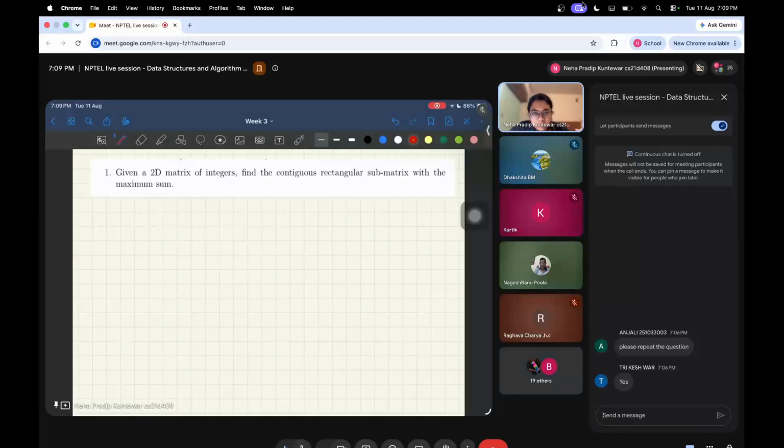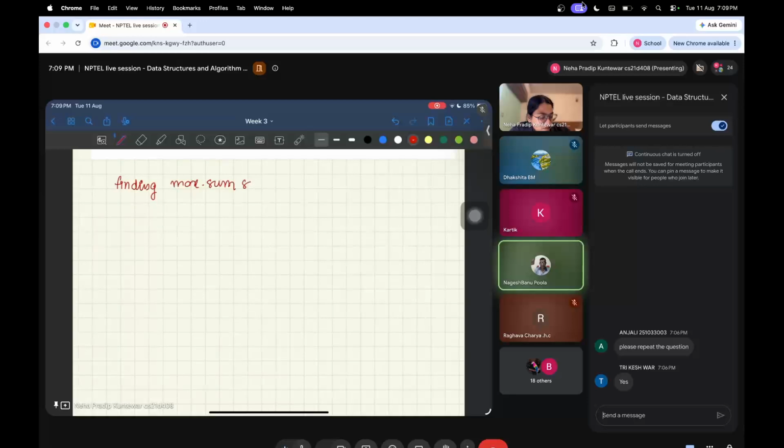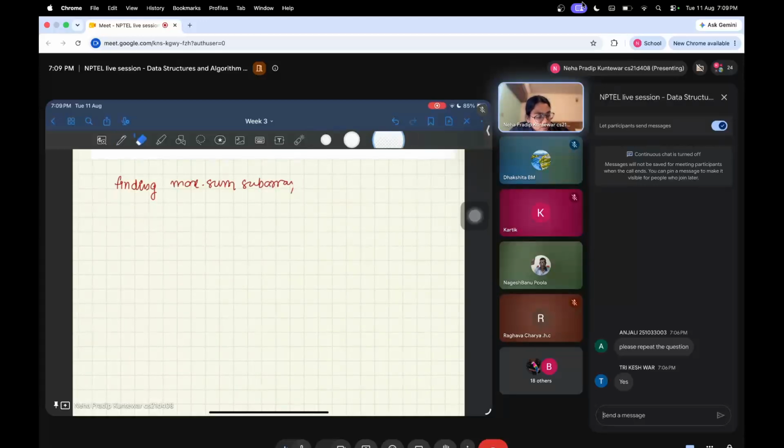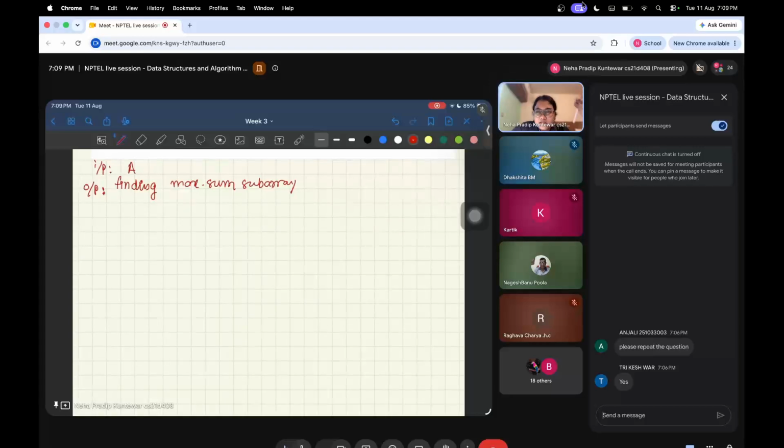Another problem of similar flavor that you saw was finding the maximum sum subarray in an array. Given an array A of n elements, and these are all integers, let me just say.